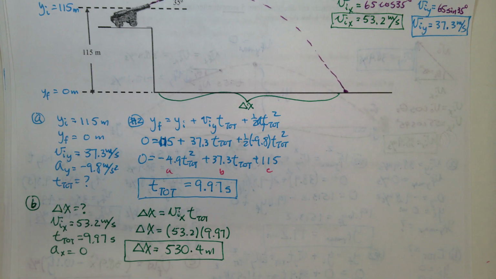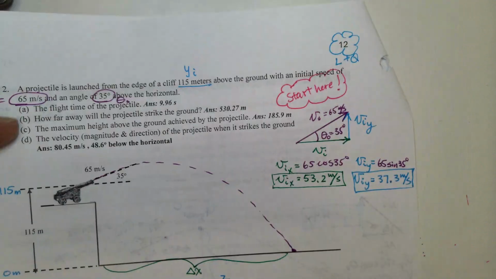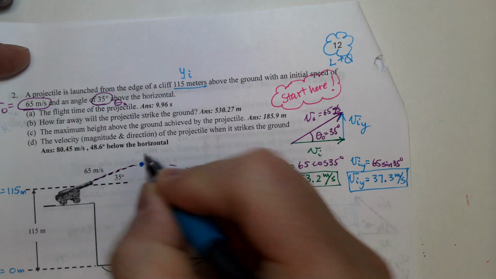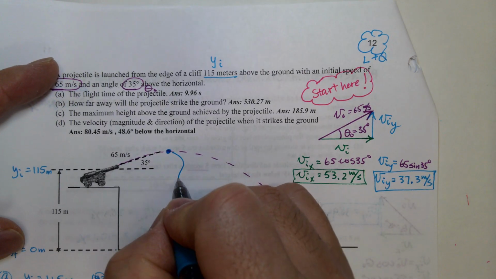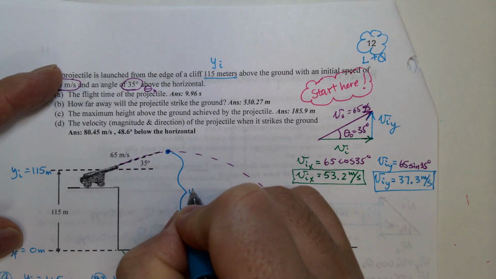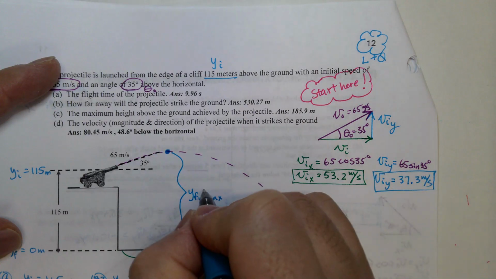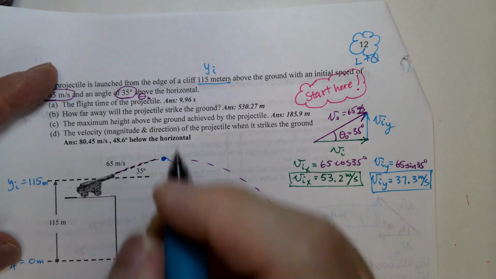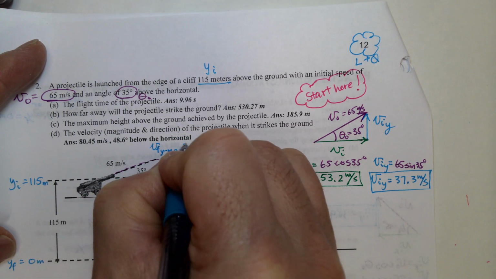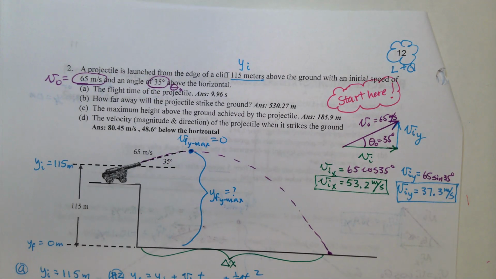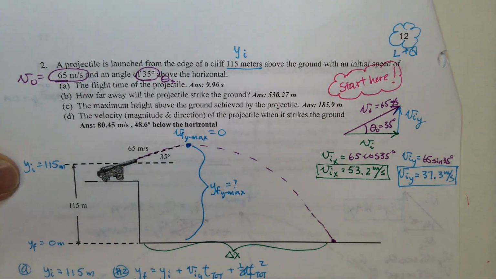And then for part C, maximum height above the ground. Alright, well, that's not that hard, because we already know exactly how to do this one. They want to know how high this thing's going to go from the ground, and what's the maximum of that, right? So this is y final, y max. But we already know my VFY at y max is 0, because at the highest point, the velocity in the y direction is 0. So we know these two already.